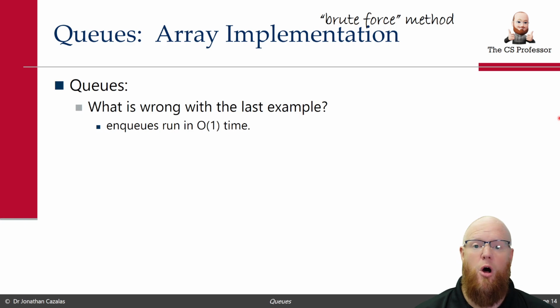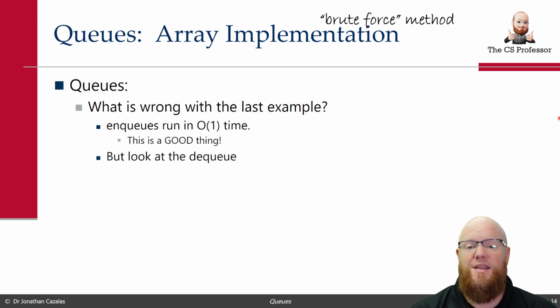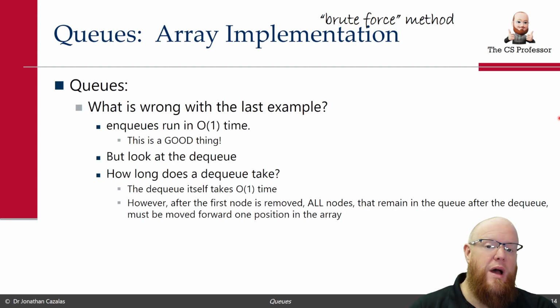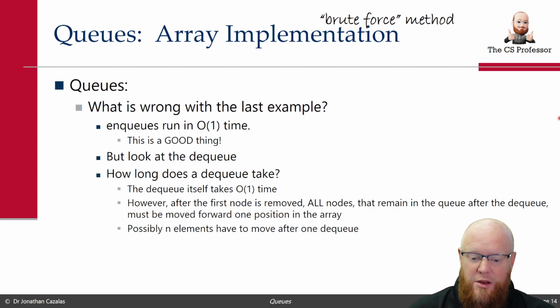The enqueues are all running super fast, O of 1 time, right? We add a new one, it immediately goes at the end of that, the next available position in that array. So it's super fast. But look at the dequeue. The dequeue itself, being able to access that first item and remove it, that is O of 1, right? That's super fast. However, after that item is removed, all of the other items to the right of it had to shift over one position, which we already know is a super slow operation. We have n elements that have to shift over one position.